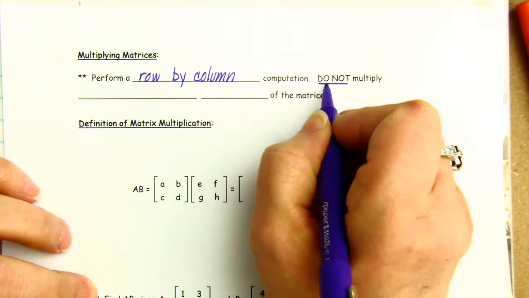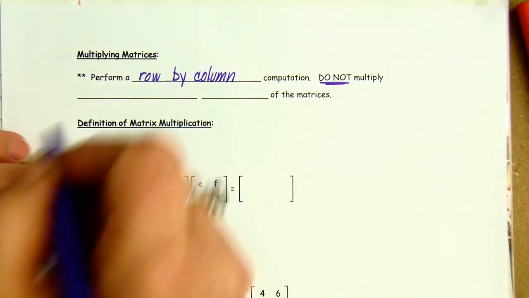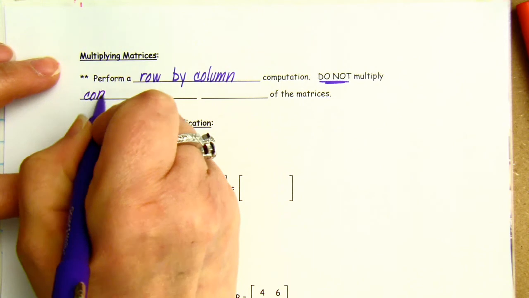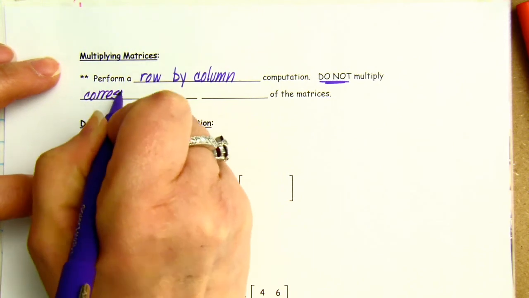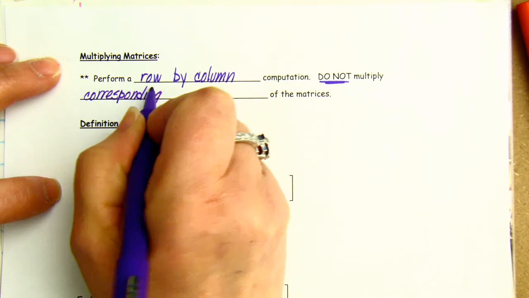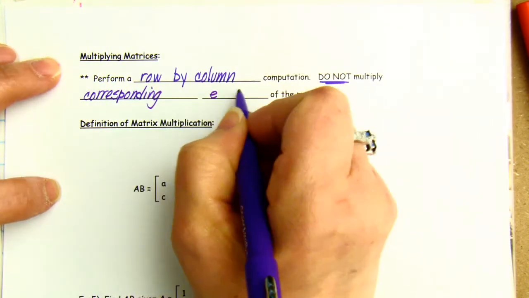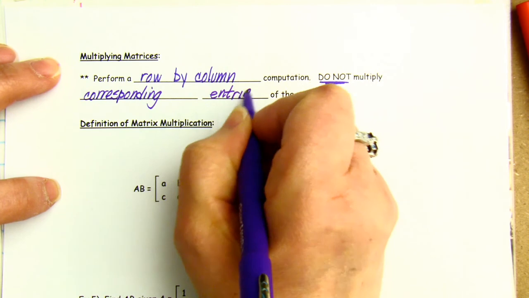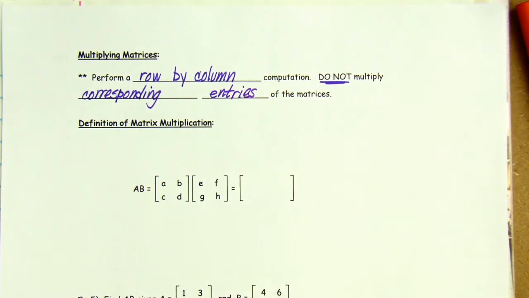Do not multiply corresponding entries, okay? We added and subtracted corresponding entries when we were adding and subtracting matrices. But matrix multiplication is different. You cannot multiply corresponding entries of those matrices.